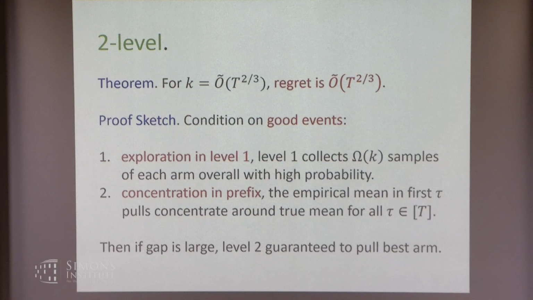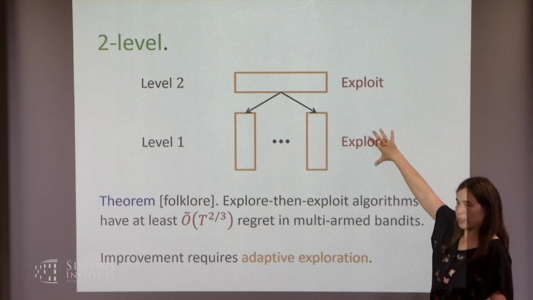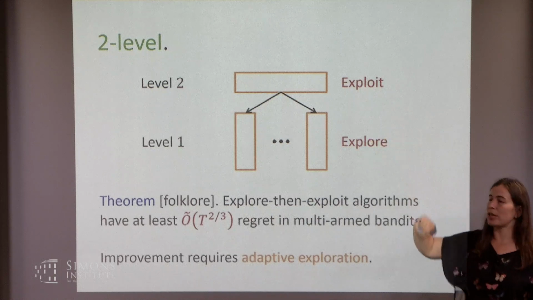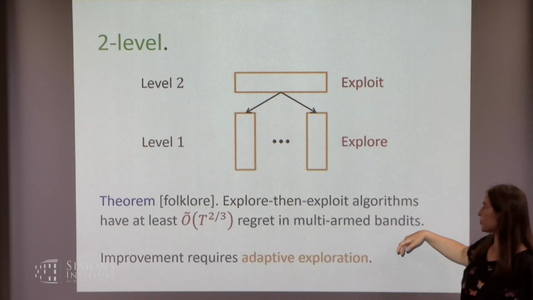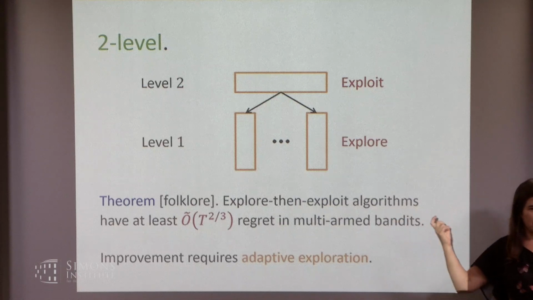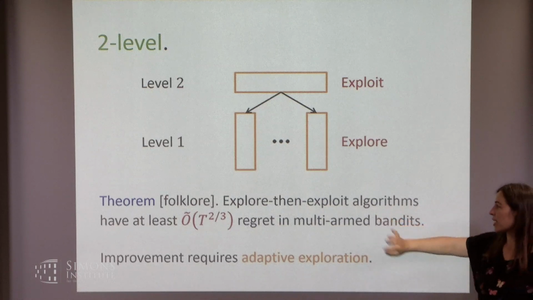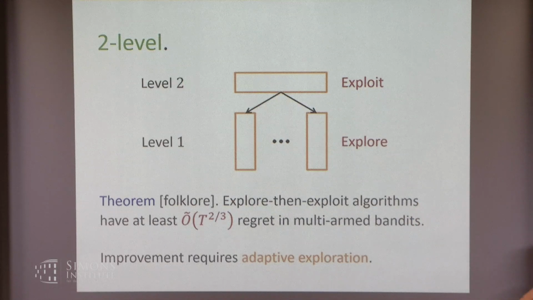So I'm not going to go through this. It's just a lot of notation, and it's very standard in the multi-armed bandit literature when you want to prove t to the 2/3. And why are we getting 2/3 here? It's because essentially the level 1 agents are exploring for us, and then the level 2 agents are exploiting the explorations of the level 1 agents. We're just mimicking an explore-then-exploit algorithm, and they are known to get t to the 2/3 regret. And to improve on this regret, we have to implement adaptive exploration.